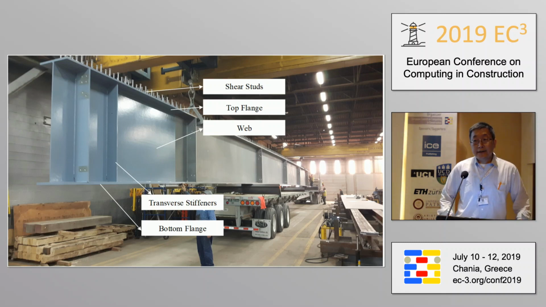One shot of the final product out of a typical steel fabrication shop. This is one girder. It could be as long as 30 meters or 50 meters, with a lot of fabrication features just to ensure the field installation, so the connections will be properly completed in the field.